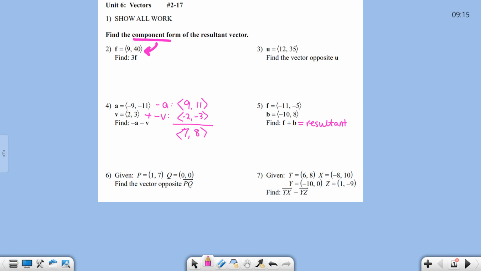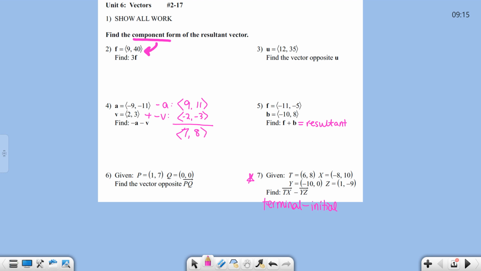Boom. All right, 6 and 7. They ask us to get component form, and you're given 2 points for number 6. And then for 7, you're actually given 4 different ordered pairs, finding the component form of 2 vectors, and then subtracting. So I'm going to hit 7 real quick so we can practice getting component form and rolling through the process. Remember, component form is the terminal minus the initial.